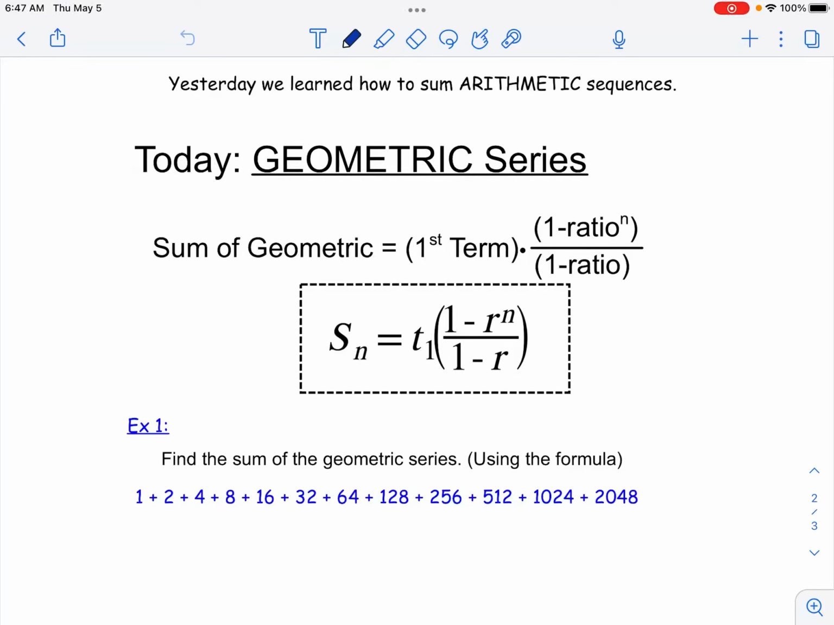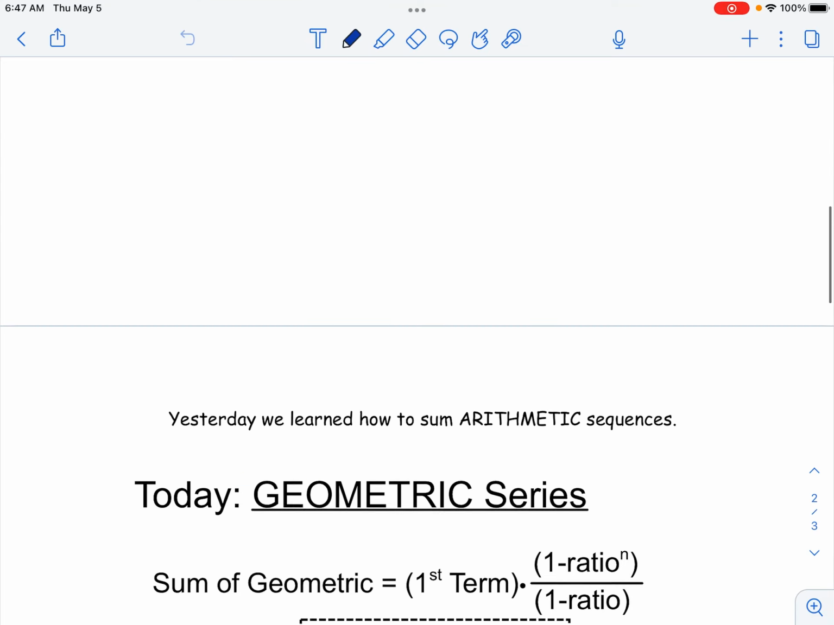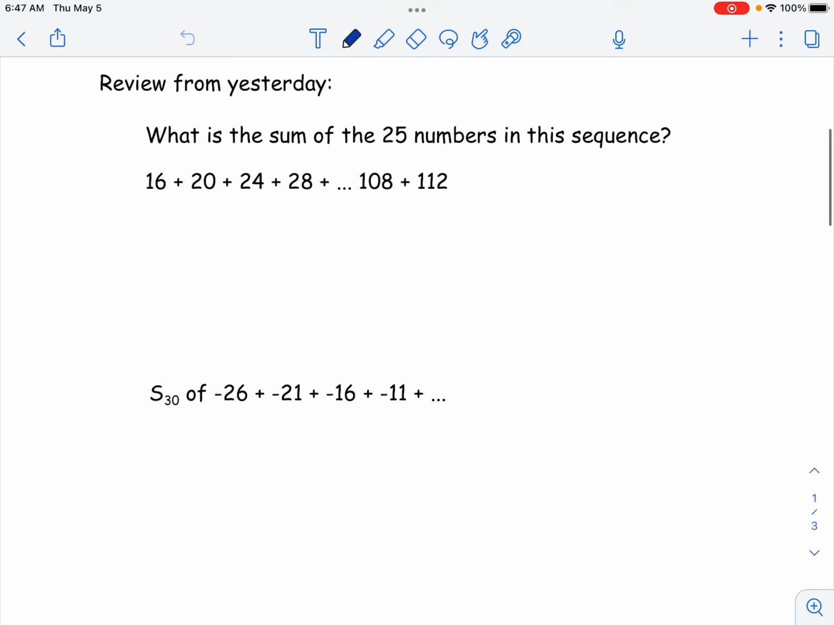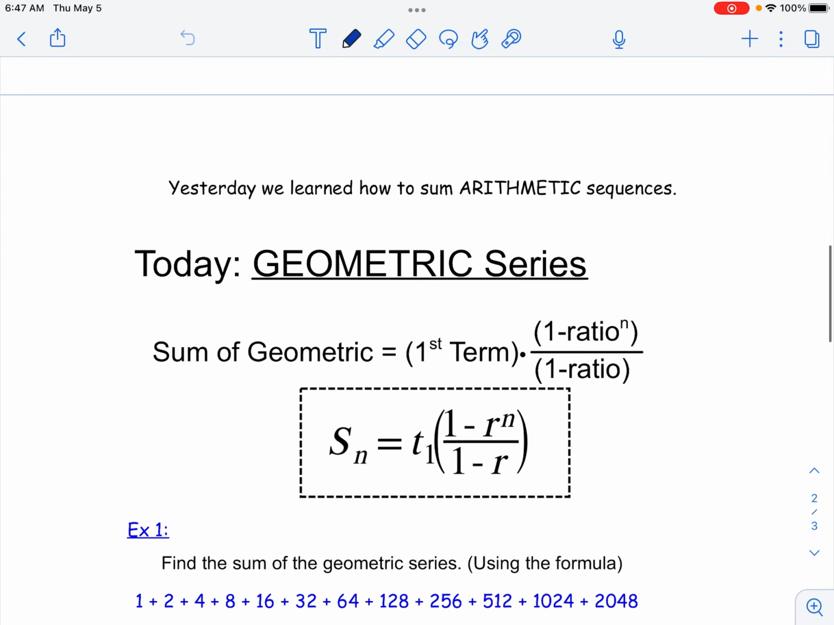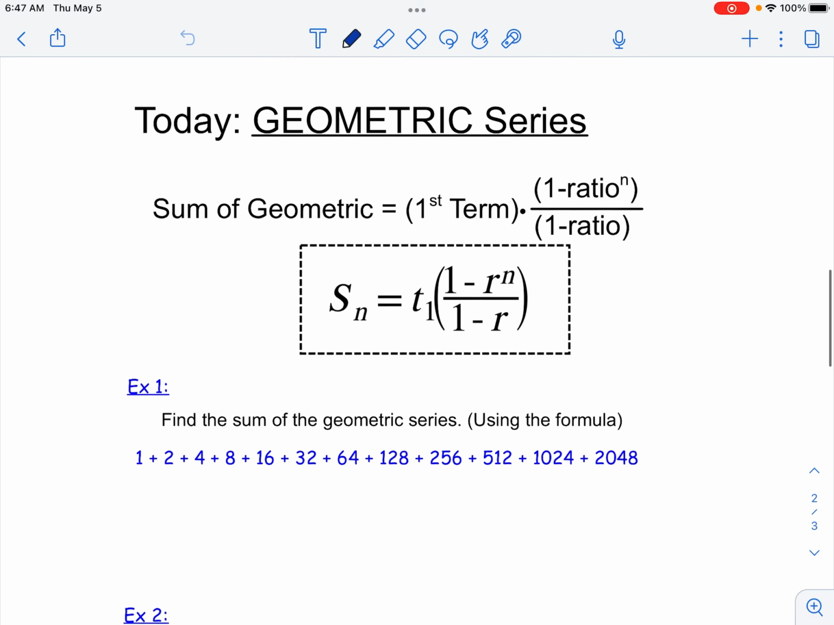In yesterday's lesson, we looked at summing arithmetic sequences, where you would take the first term plus the last term, and then multiply it by how many terms there are and divide it by 2. There were some problems up here like that, where we added the first 25 numbers in those sequences. So today, we're going to look at what's called geometric series.